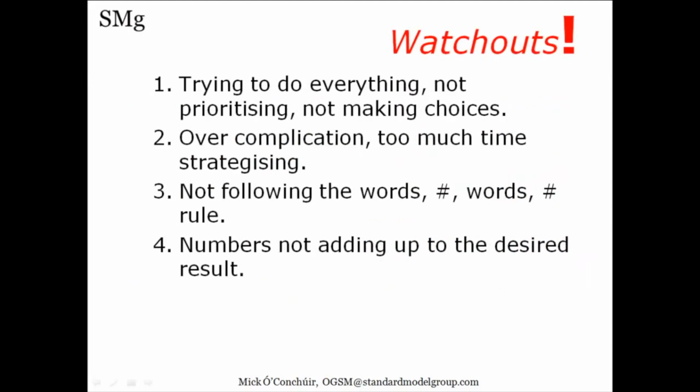Watch outs. Trying to do everything, not prioritizing, not making choices. Again, this idea of choice, this idea that we can do everything because we are brilliant, is not a clear strategic approach to business planning. Overcomplication or too much time strategizing, not following the words, numbers rule, and then numbers that just don't add up to the desired result, but frankly, that would be stupid.